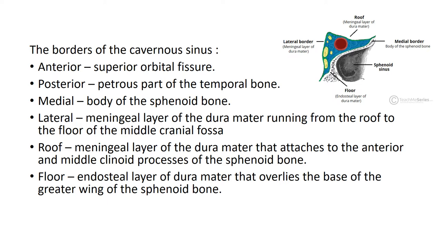The meningeal layer of the dura mater that attaches to the anterior and middle clinoid process of the sphenoid bone forms the roof of the cavernous sinus. And the floor is formed by the endosteal layer of dura mater that overlies the base of the greater wing of the sphenoid bone.